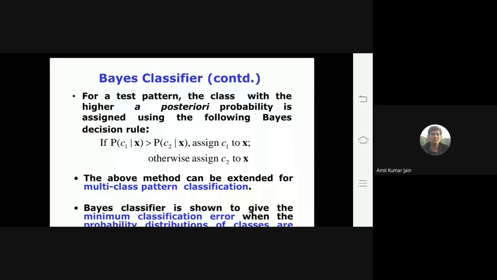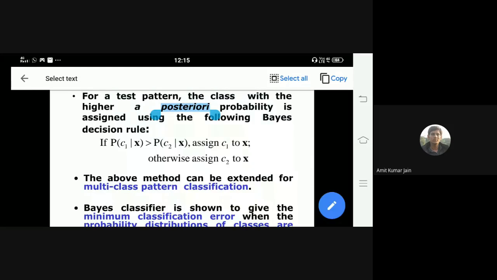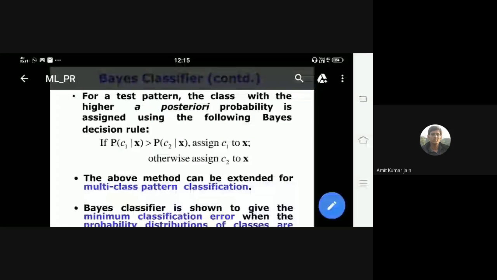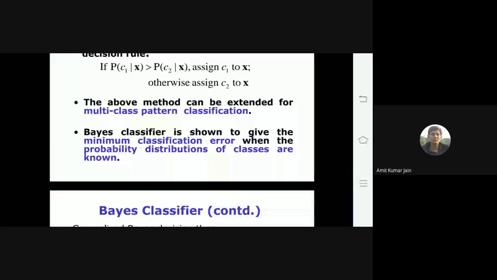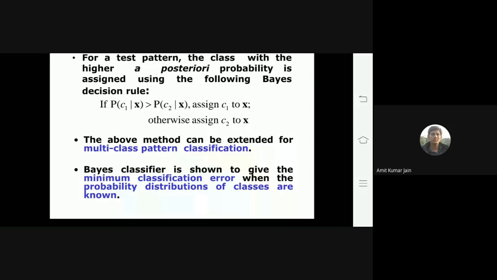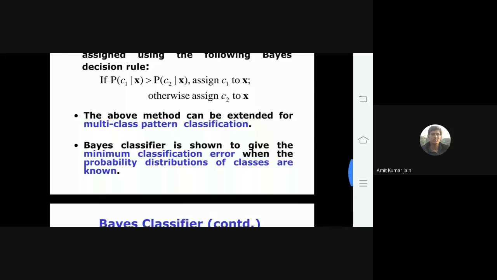So now the question is, how will you extend it to a multi-class classification problem? Because in real life, the problem may be multi-class. Let's say you want to classify animals of four categories. Then how will you solve it? Again, you have to calculate the posterior probability of all the classes, find out for which class the posterior probability is the highest, and based on that, assign the pattern to the class. So it is rather easy to extend a binary classification problem in the Bayesian classifier to a multi-class classification problem.